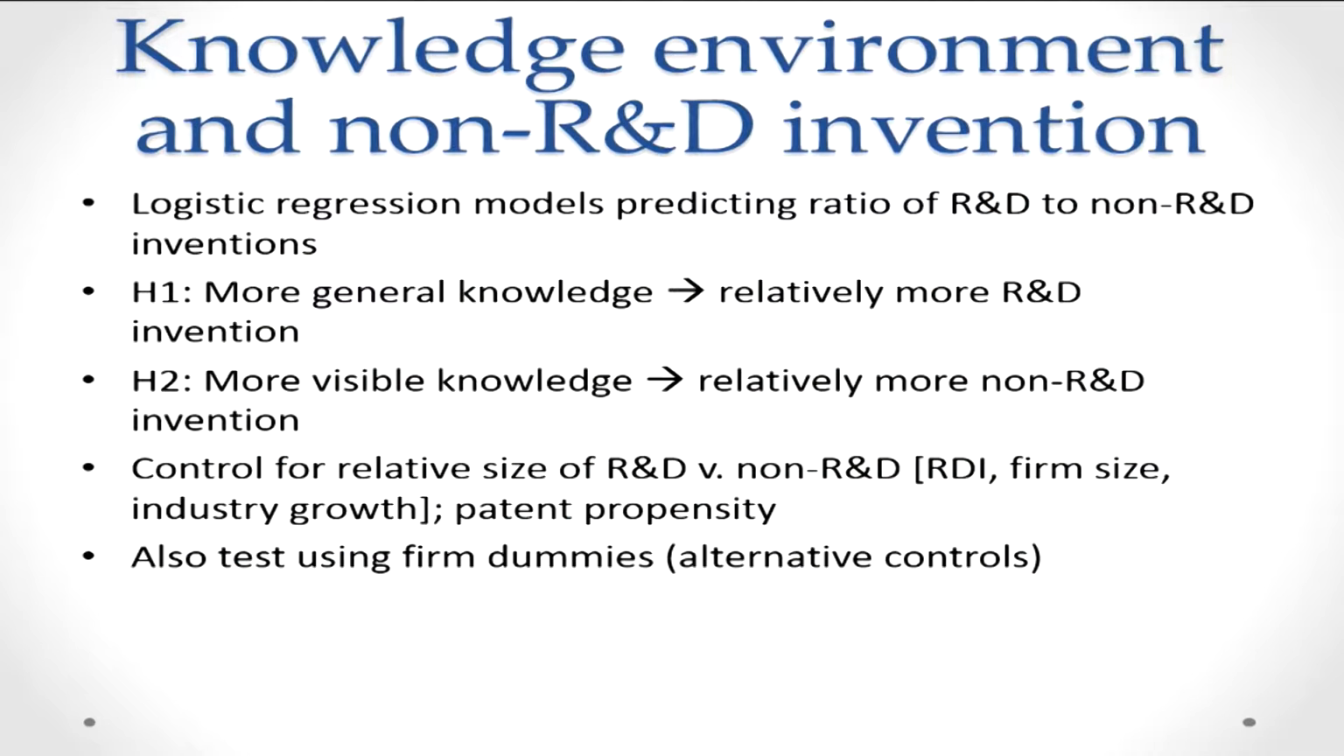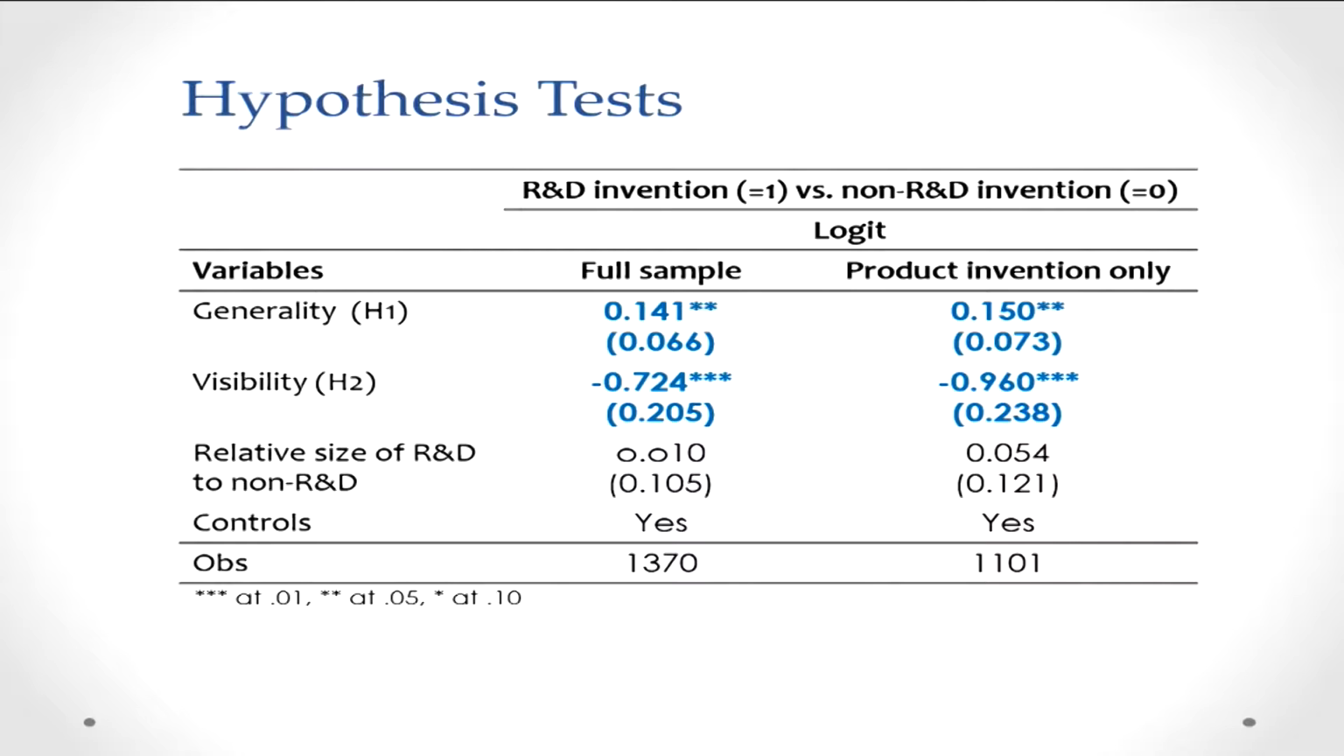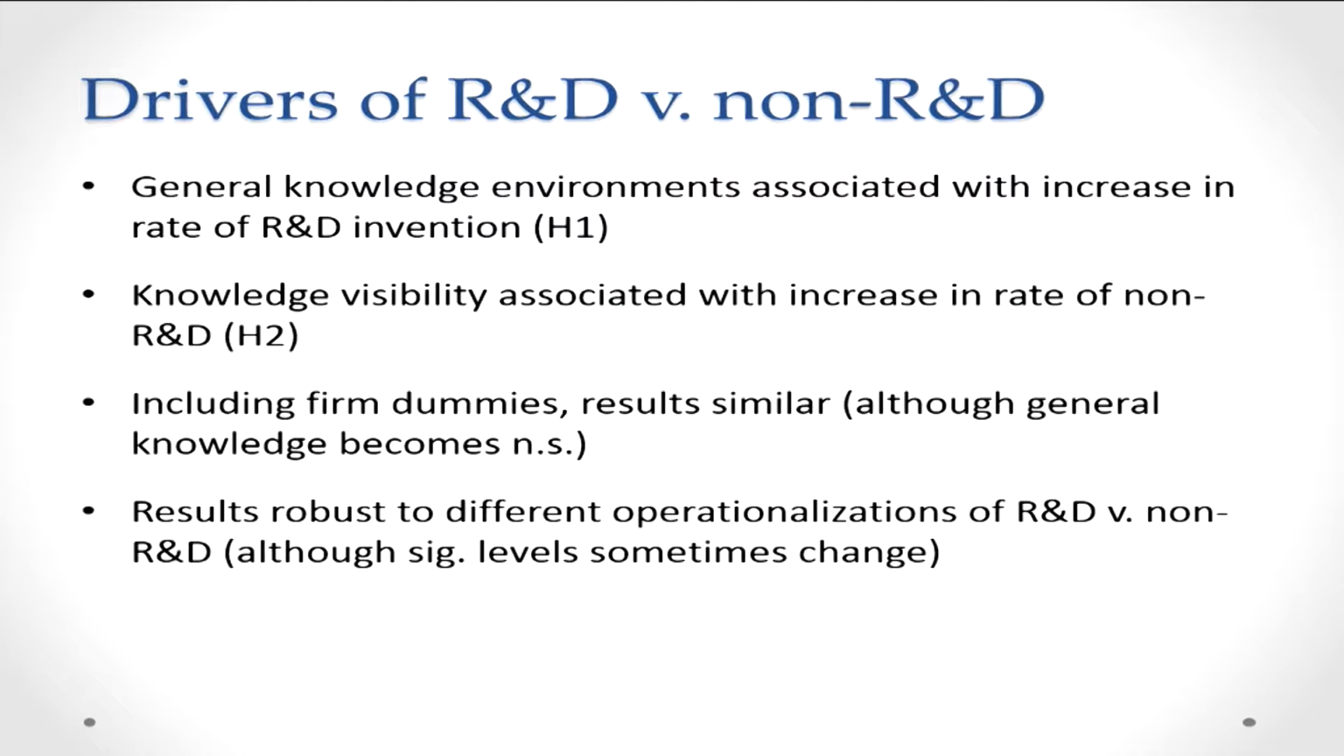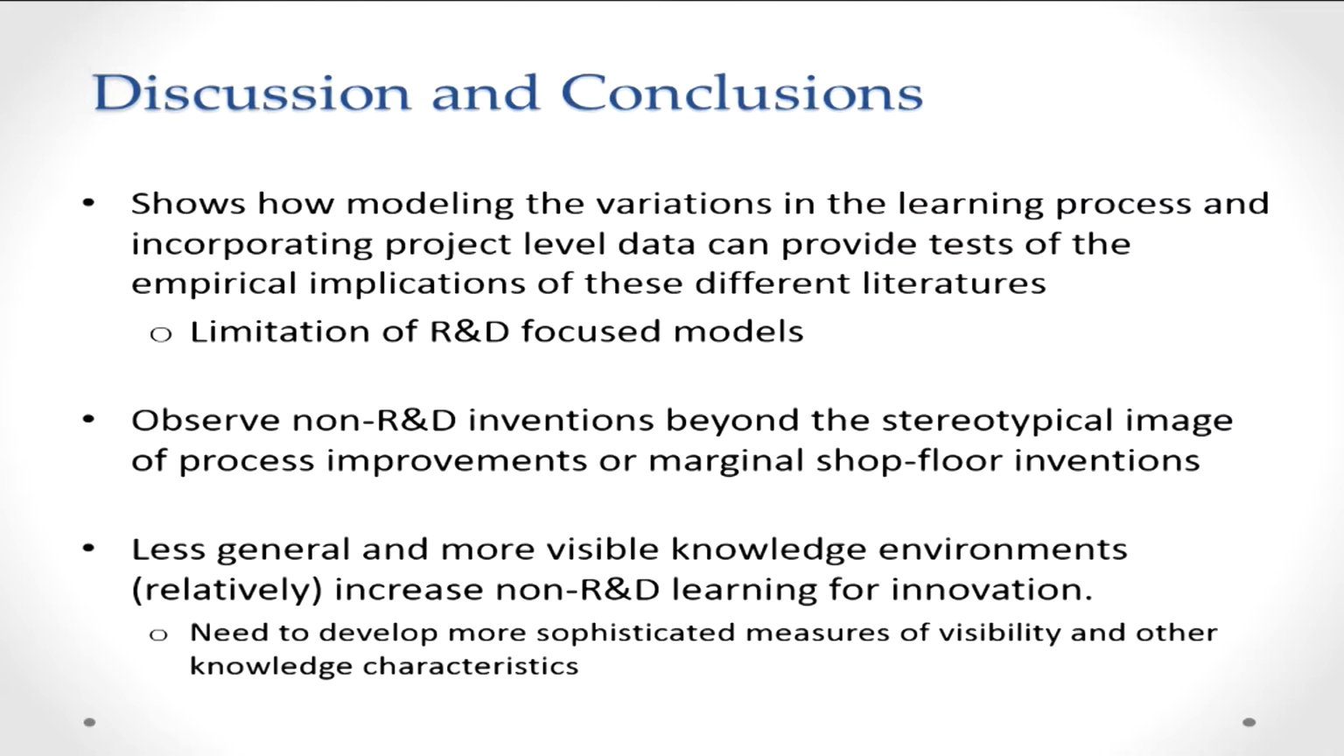Okay, so is it the case that the ratios are as we predict? We predict that general environment should be relatively more R&D, so these are the ratios of R&D against non-R&D, and the generality has more R&D, visibility relatively more non-R&D, and this turns out to be robust to lots of different ways of doing it.